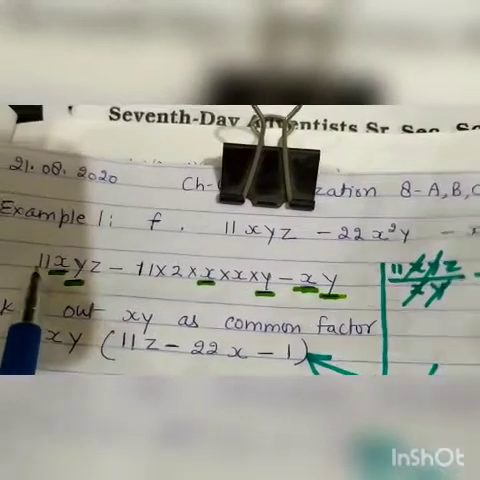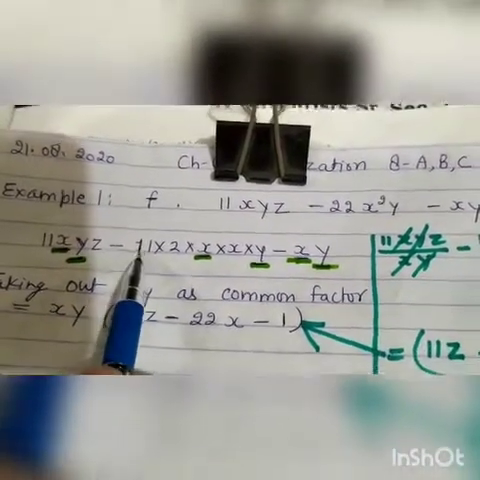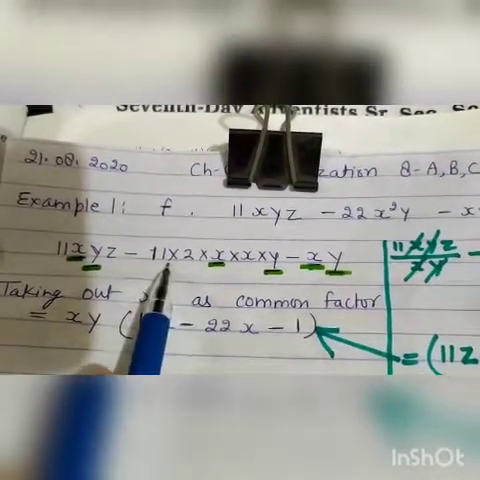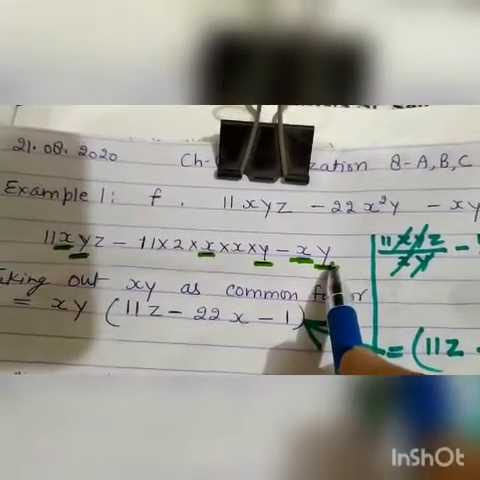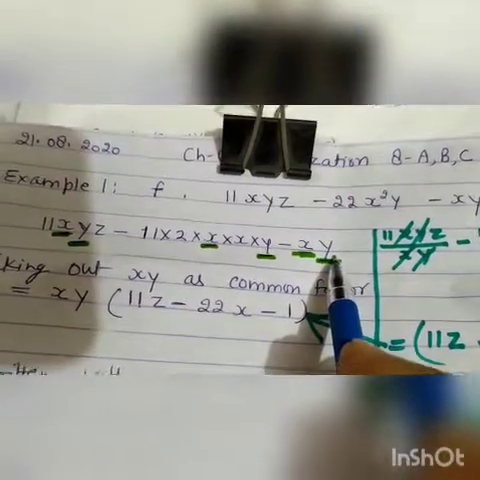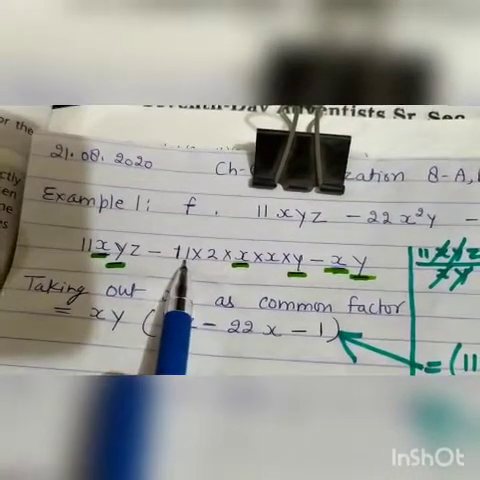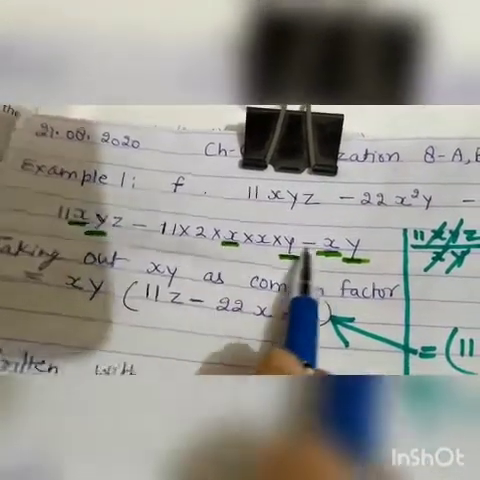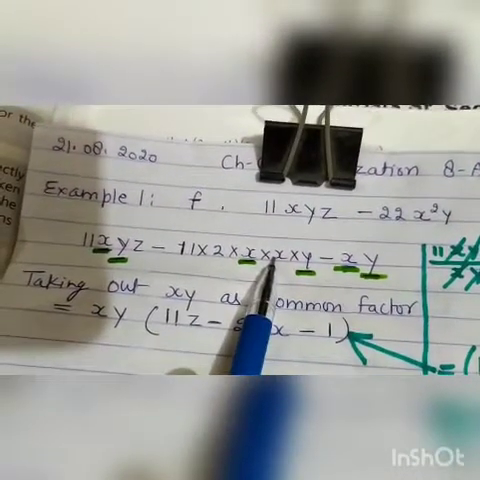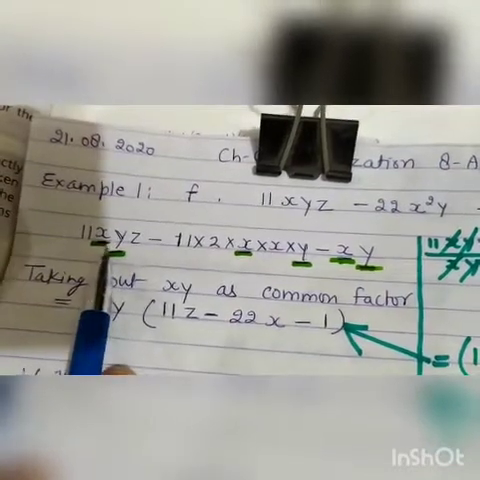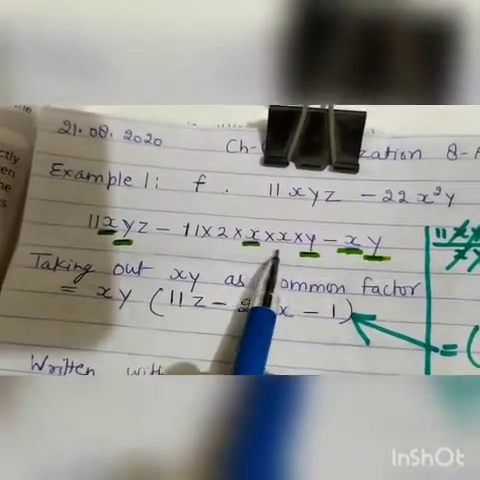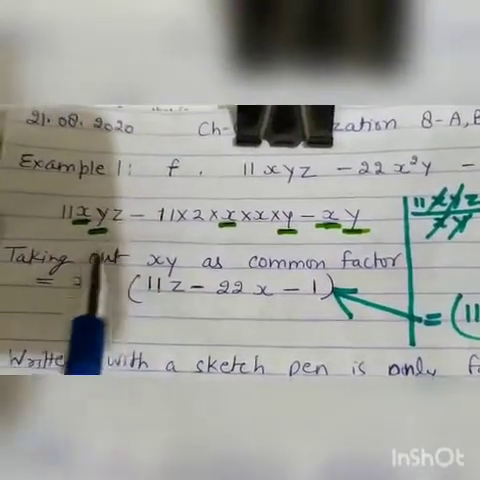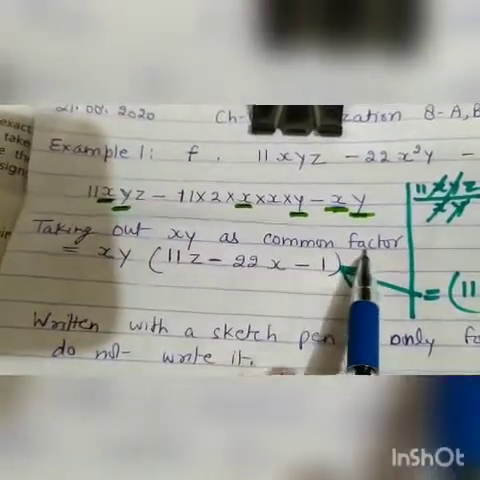So taking out xy as common factor. Here we cannot take 11 as common because 11 is present in these two terms only, first and second term. In the third term 11 is not present. So we only take those terms which are present in all the terms. If there are two terms in the question, then it should be present in two terms. If there are three terms, then it should be present in all three terms. So we will take common as xy, taking out xy as common factor.